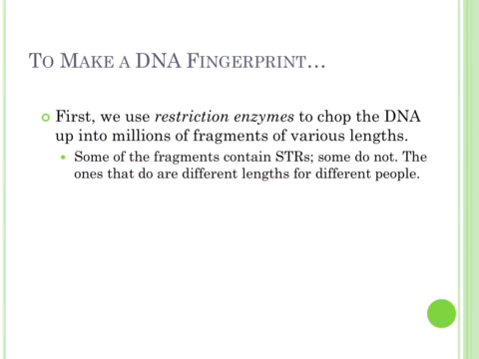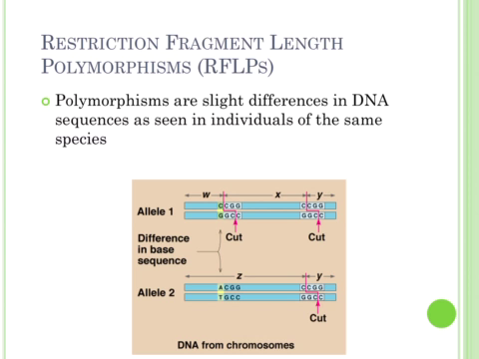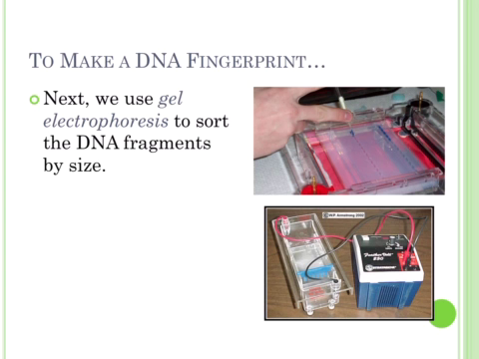between them. So, we use our good old friends restriction enzymes that we talked about before, and we chop up the DNA into millions of fragments. Okay, some of the fragments contain STRs, some don't. The ones that do are then different lengths for different people. If you look here, you can see where these polymorphisms are. Okay, so this is RFLPs, restriction fragment length polymorphisms. In allele 1, you can see the restriction enzyme is actually going to cut in 2 places, whereas in allele 2, it only cuts in 1 place. And you're like, that's great, but I promise that will make more sense in a minute.